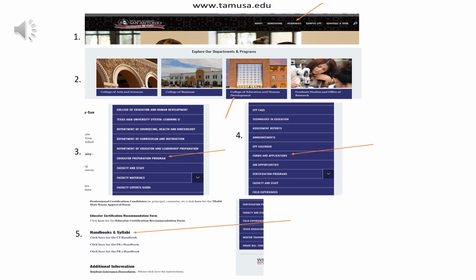You will see the link for the CT Handbook in the middle of the screen. This link will bring up a PDF of the Clinical Teacher Handbook. You will also see a link for the syllabus. The following information can be found in the handbook. Specific due dates for the semester can be found in the syllabus.